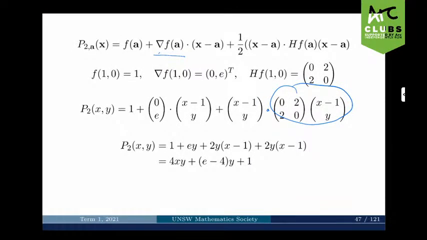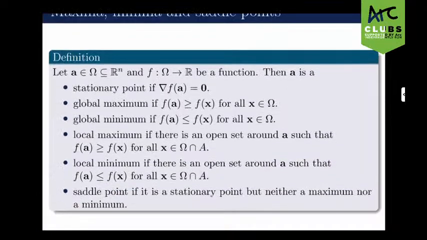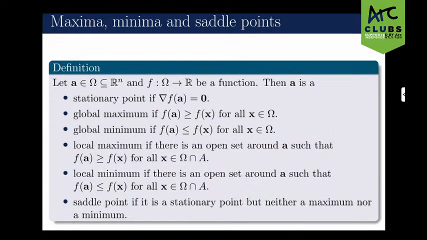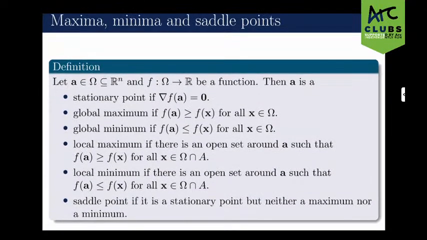Okay. Right, next section: maximum, minimum, and saddle points. This is again the same as the one variable case. Something is a stationary point if the gradient at that point is 0, or in this case a 0 vector. And global maximum, global minimum, those make sense. A global maximum is just larger than every other function value across the entire domain.